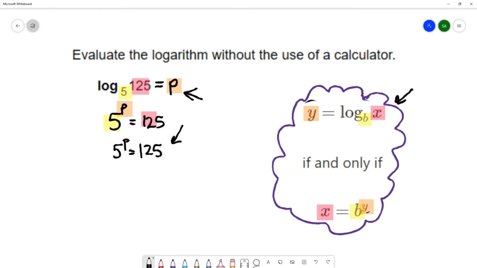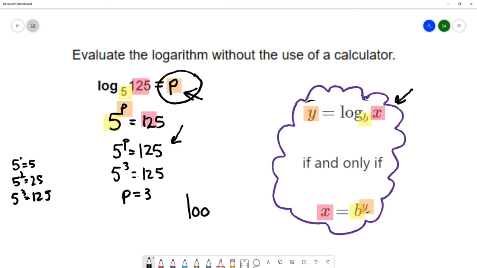And now that it's written in exponential form, it's much easier for me to figure out what the value of p is. So I've got 5 raised to a power equal to 125, and I know that 5 to the first is 5, 5 to the second power is 25, and 5 to the third power is 125. So 5 cubed is 125, and now I know the value of p. And p is what I said that this log equals. So now I know that log base 5 of 125 equals 3.